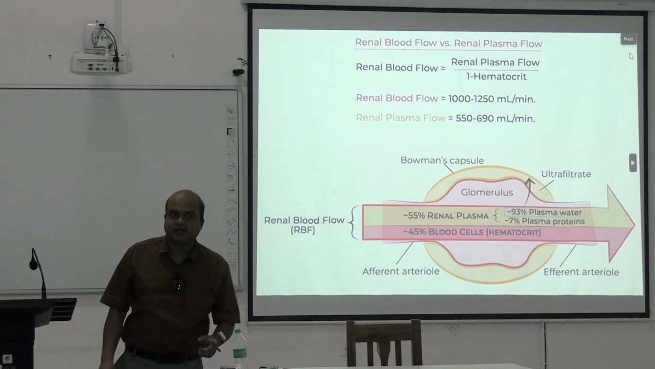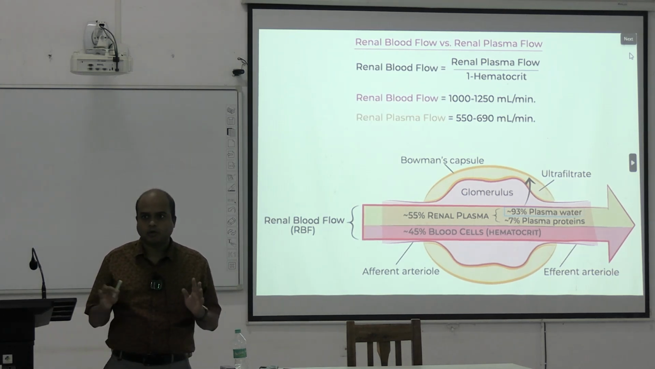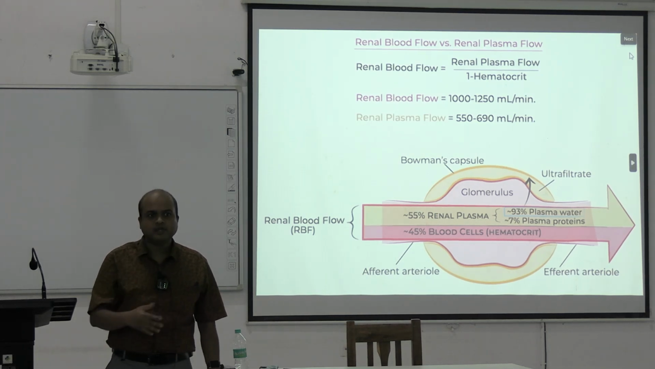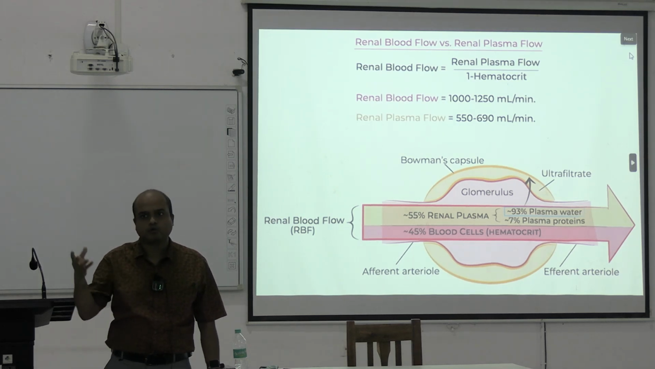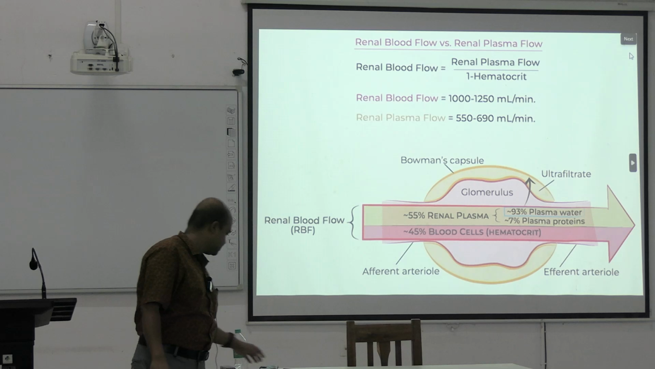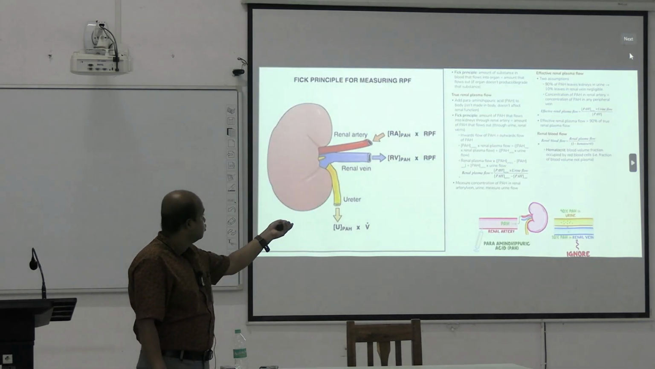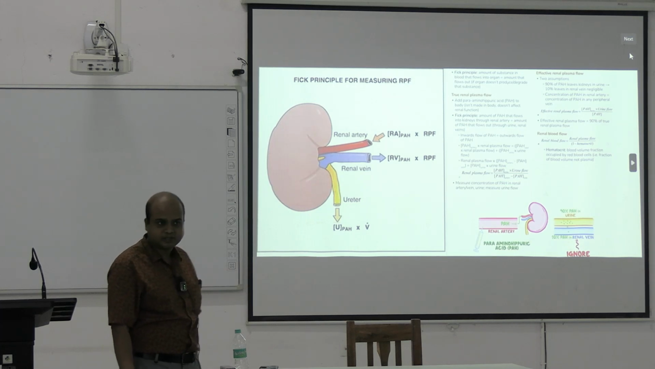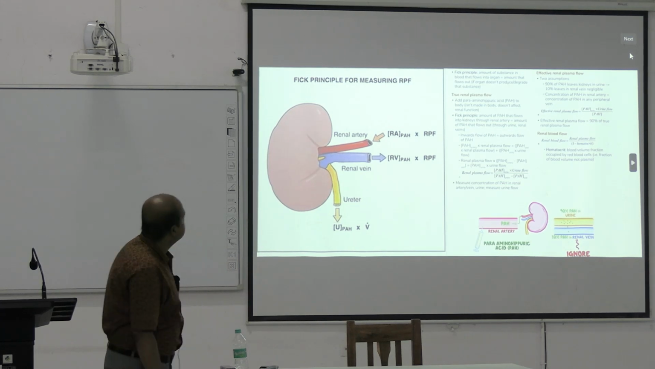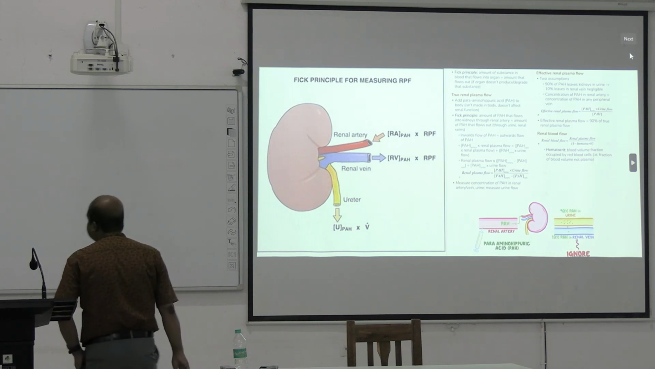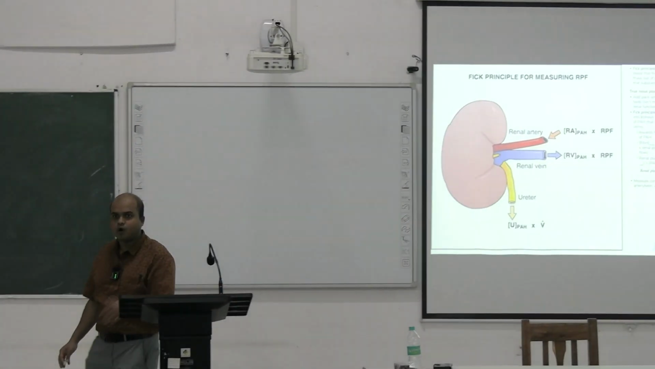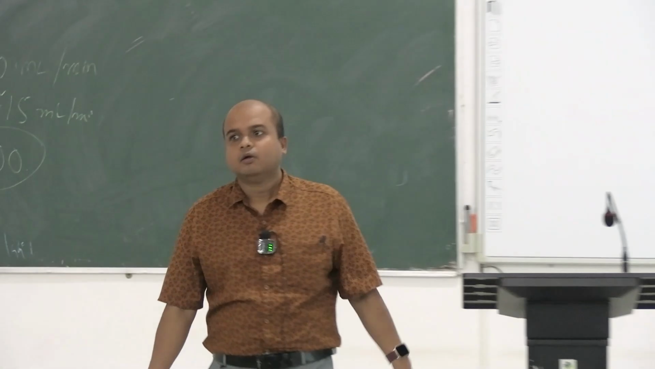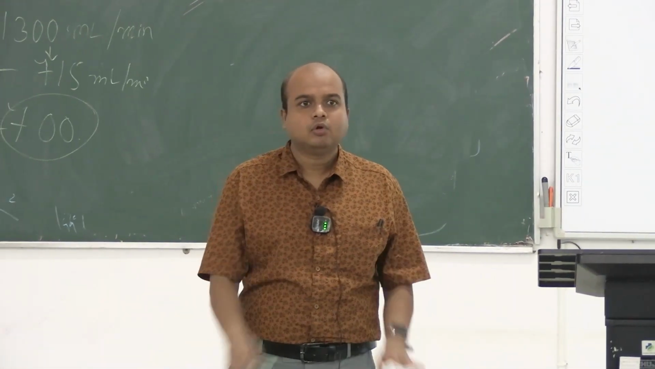So Fick's principle is there, which you must know after the cardiovascular system. Fick's principle says that mass will be balanced: whatever the input, it is equal to the output. We measure cardiac output on the basis of Fick's principle. So the amount of substance that flows into an organ should flow out of the organ. For any organ, you should know Fick's principle.